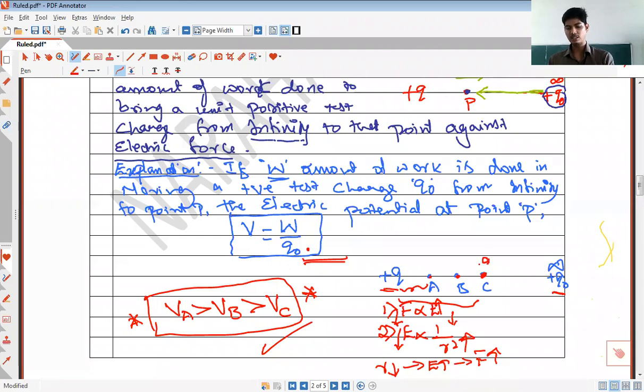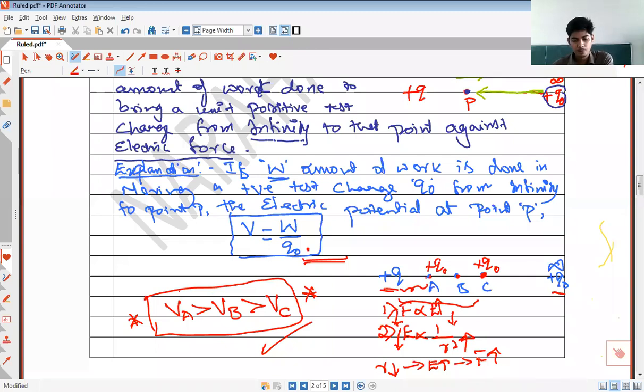Moving the test charge from infinity to point C is easy, but in order to move the same test charge from infinity to point A, you will have to do a lot more work because point A is very close to the source charge. To bring the test charge to point A, you have to bring it very close to the source charge. Then the electric force of repulsion between the source charge and the test charge increases a lot, correct? To bring the test charge to that point, the force of repulsion between them keeps increasing, so you will have to do more work.